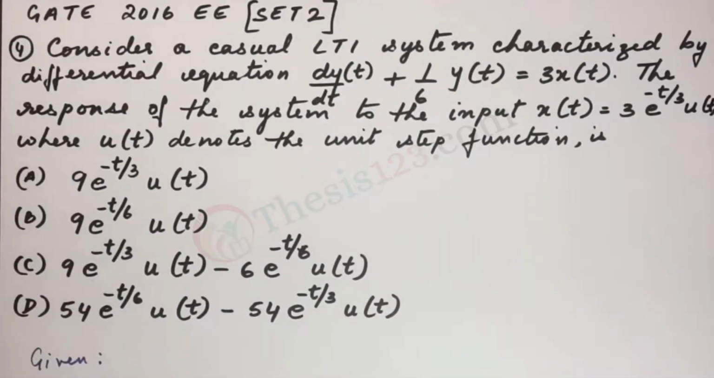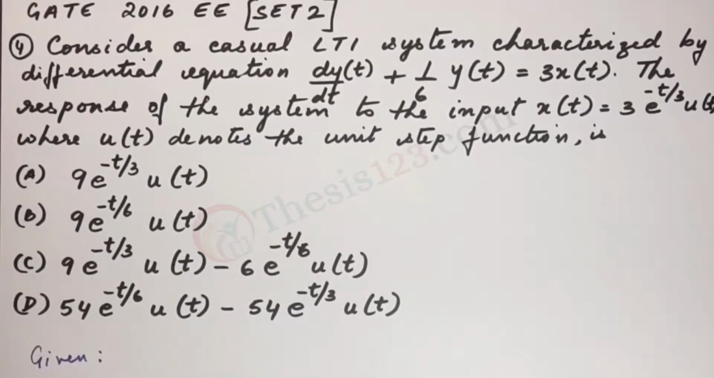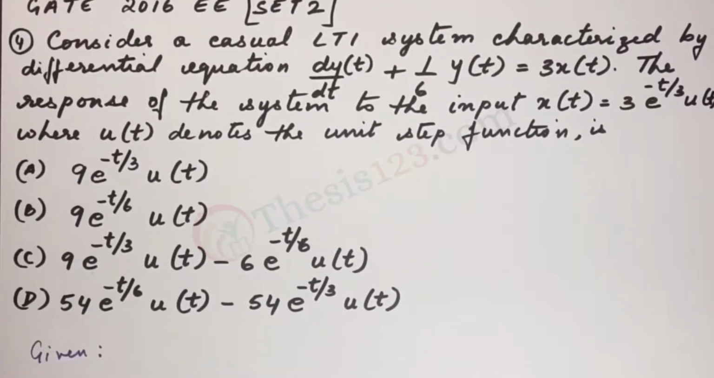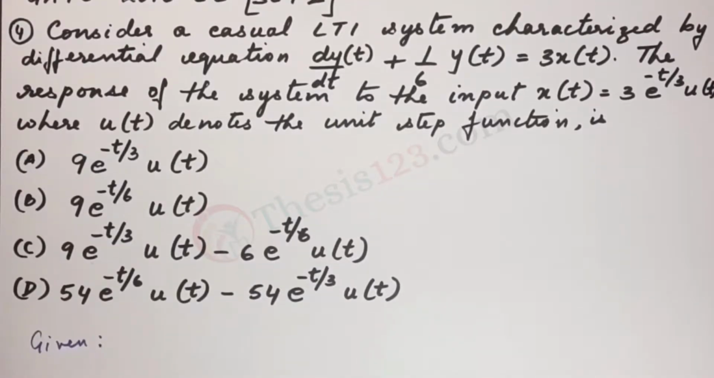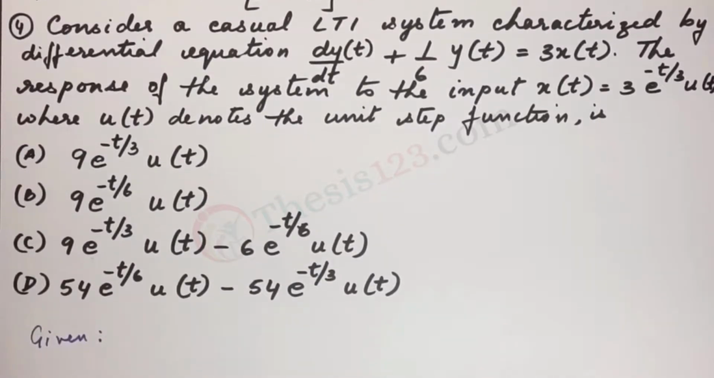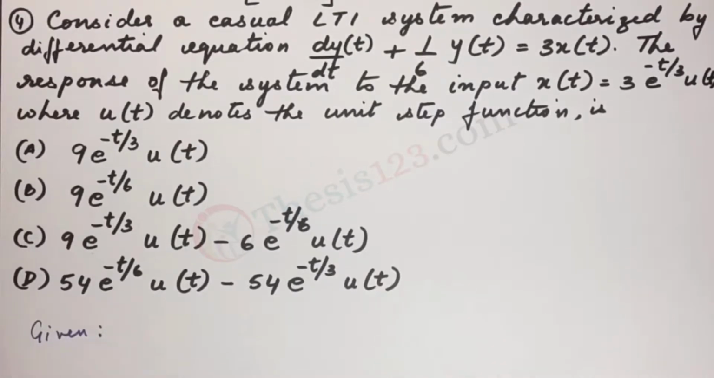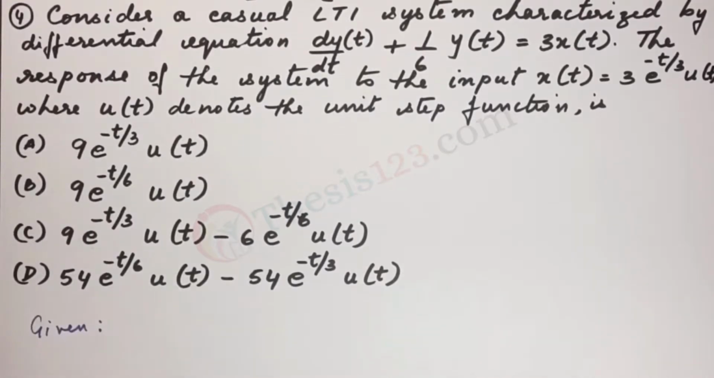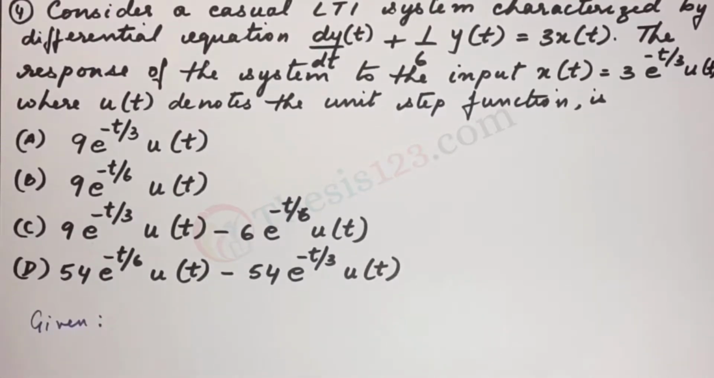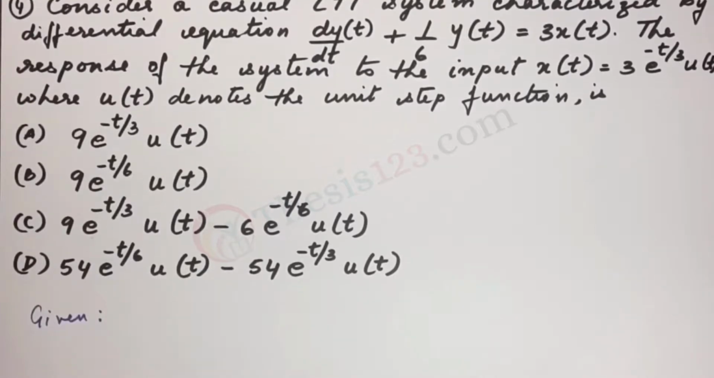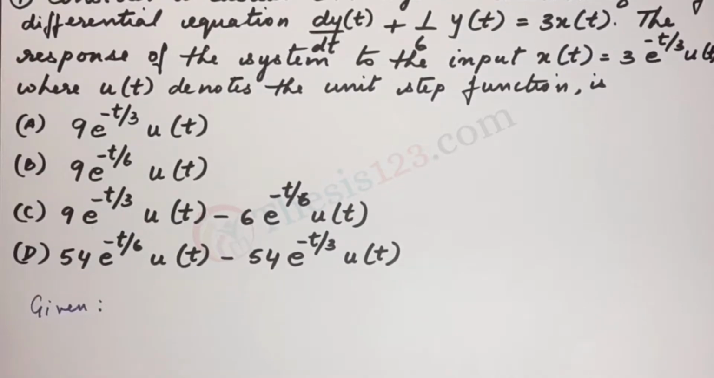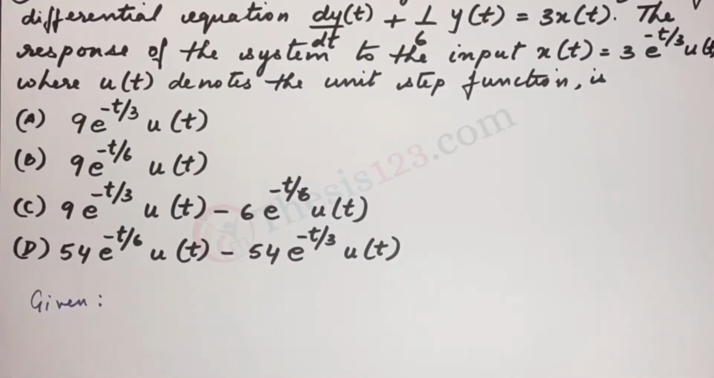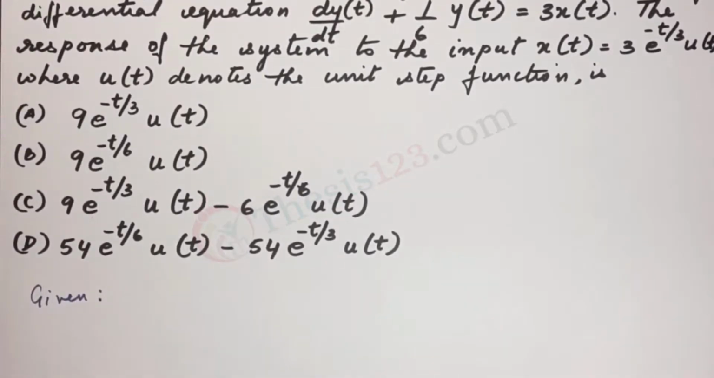Here's the next question. Number 4. Consider a causal LTI, linear time invariant system, characterized by the differential equation dy/dt + (1/6) y(t) = 3x(t). The response of the system to the input x(t) = 3e^(-t/3) u(t), where u(t) denotes the unit step function, is... we have our 4 options given to us.